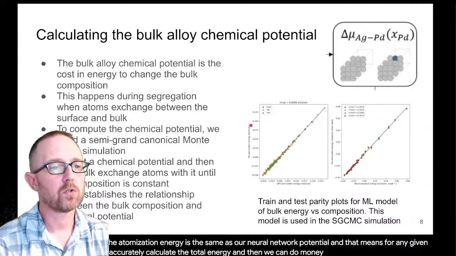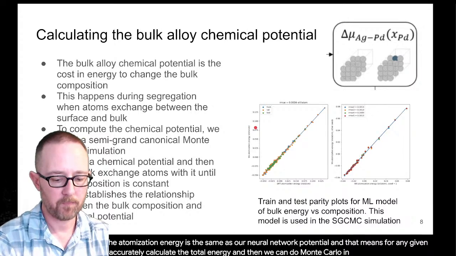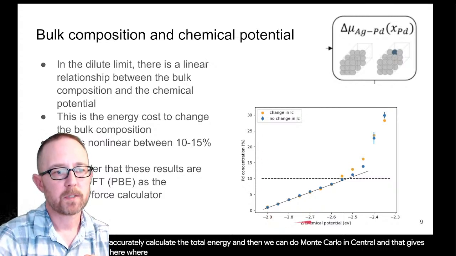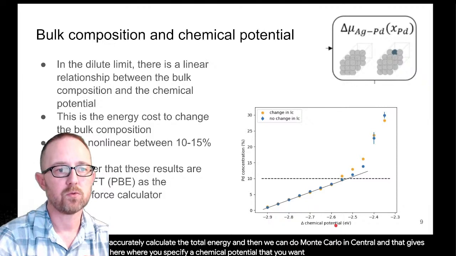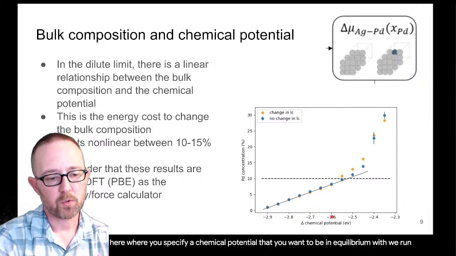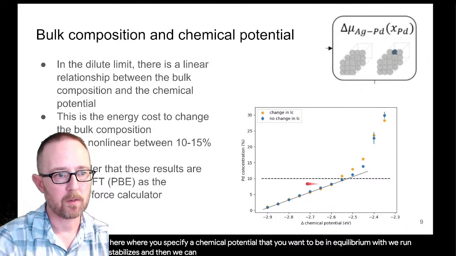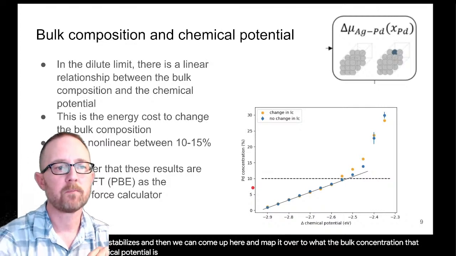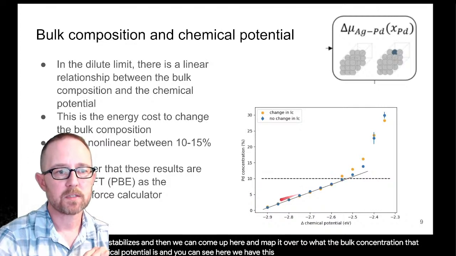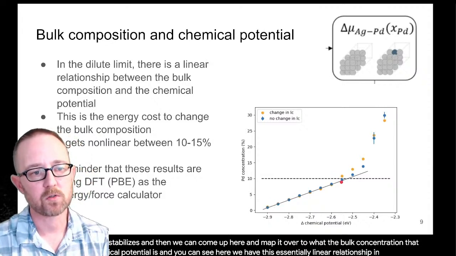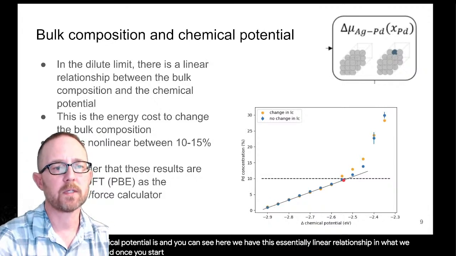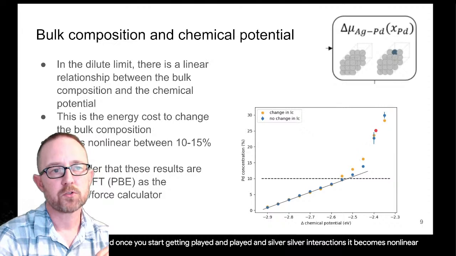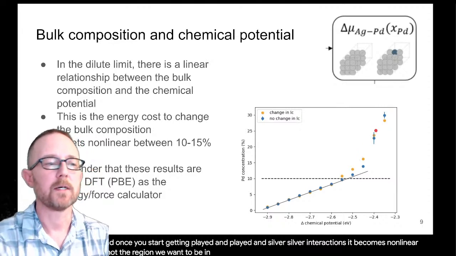And then we can do Monte Carlo in equilibrium with a delta chemical potential. And that gives us this kind of information here, where you specify a chemical potential that you want to be in equilibrium with. We run Monte Carlo until the bulk stabilizes, and then we can come up here and map it over to what the bulk concentration that corresponds to that chemical potential is. And you can see here we have this essentially linear relationship in what we consider the dilute limit. And once you start getting palladium-palladium and silver-silver interactions, it becomes nonlinear, and that's interesting, but not the region we want to be in today.